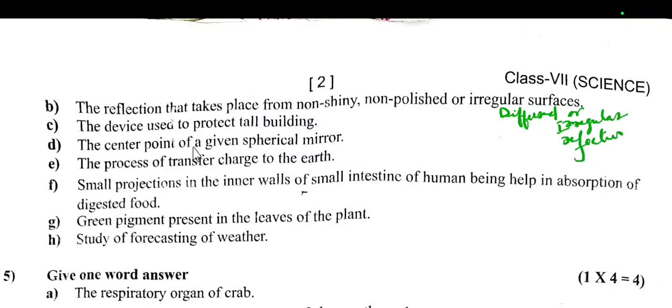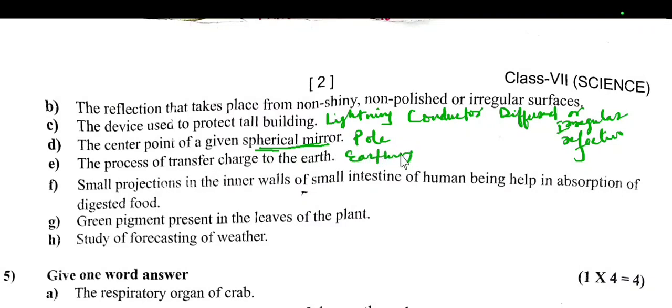Device used to protect tall buildings: this is lightning conductor. The center point of a given spherical mirror. Now dear students, center point of the spherical mirror, not the sphere. Many of you have written center of curvature, which is wrong. It should be pole. The process of transferring charge to the earth.